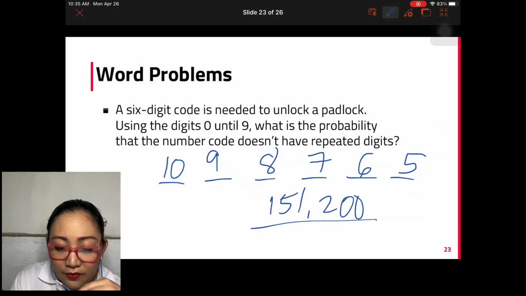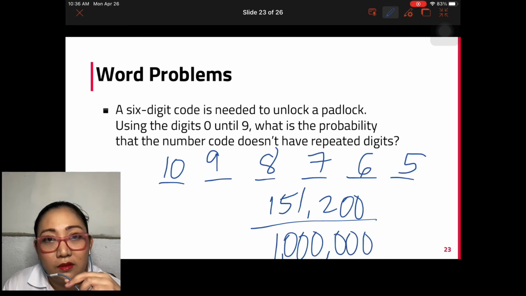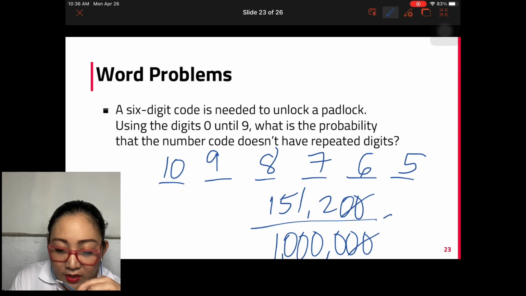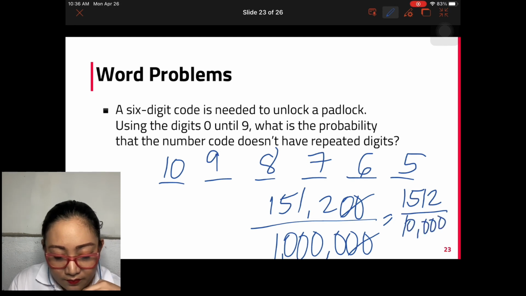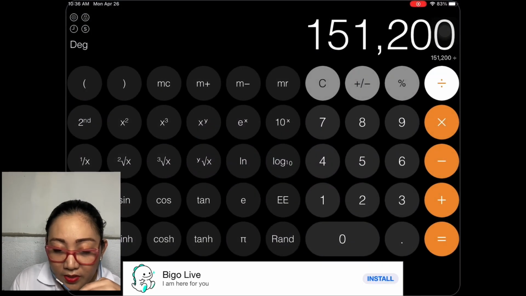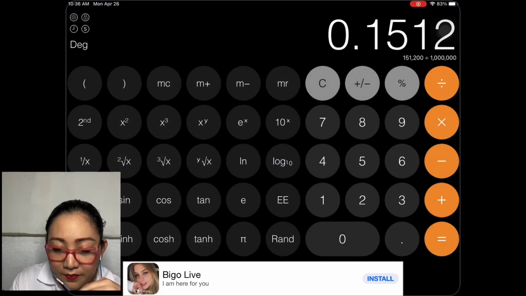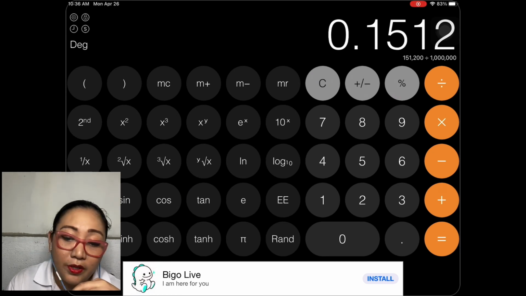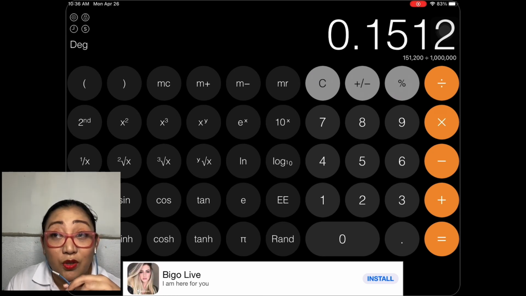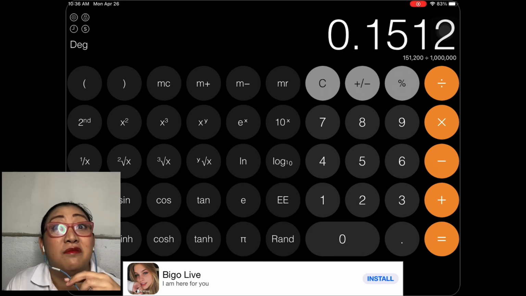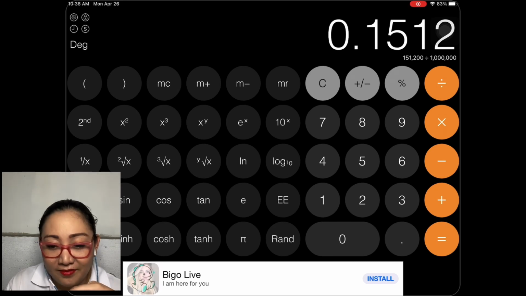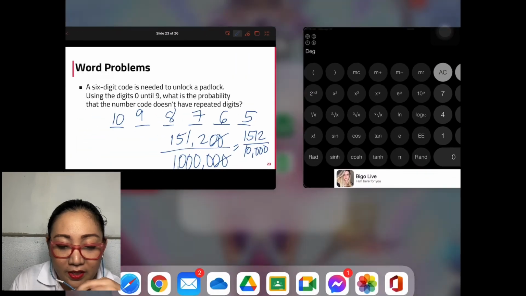151,200. We're going to divide that sa ating mahiwagang 1 million. So magka-cancel out lang yung dalawang zero. May 1512 tayo divided by 10,000. Or if we're going to express this as a decimal, pwede naman natin siyang i-express as a decimal. It's going to be 0.15. Or that's 15 out of 100. Okay? Chances. That is your probability.